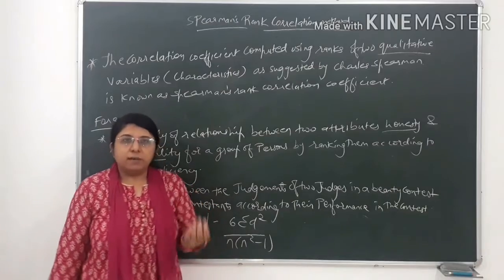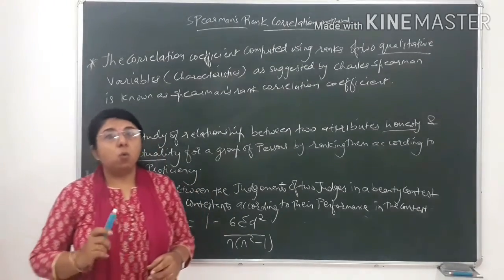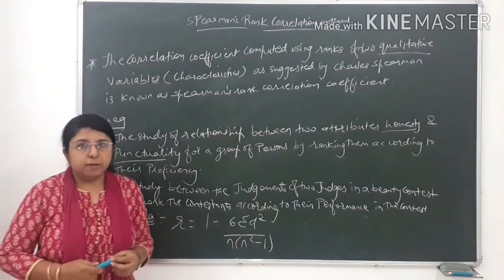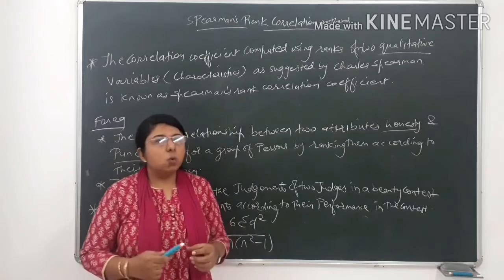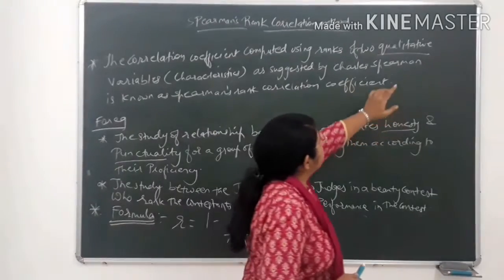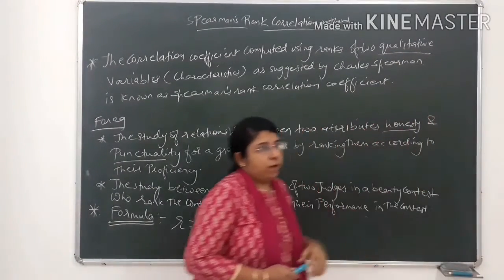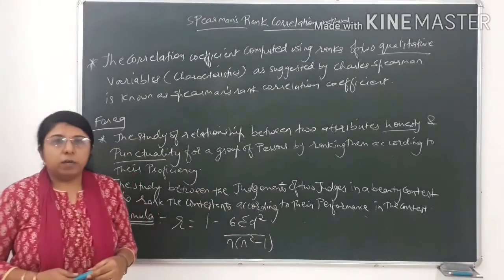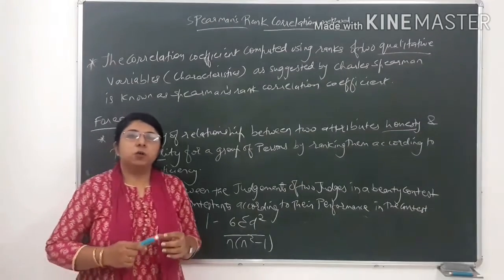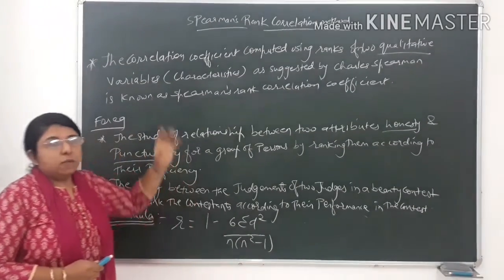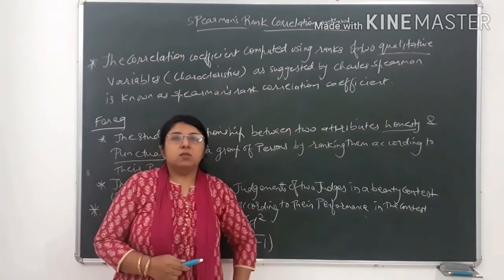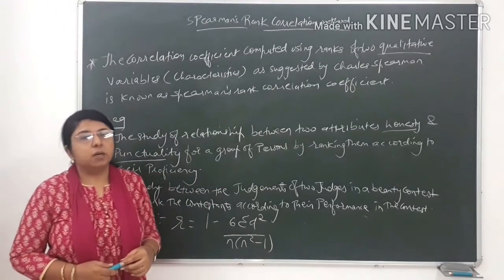Again I am repeating, in the last method we were studying the relation between two quantitative variables which can be measured in numbers. Over here we are going to study the relation between two variables or two attributes or two characteristics which cannot be measured, which are called qualitative variables. For example, beauty, honesty, morality and so on. These attributes cannot be measured in numerical figures, so the relation between two variables is found out by giving them ranks. That is called Spearman's rank correlation method.